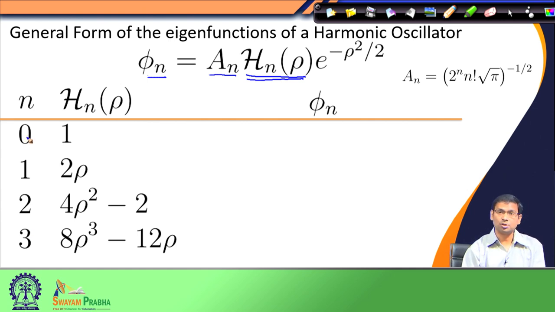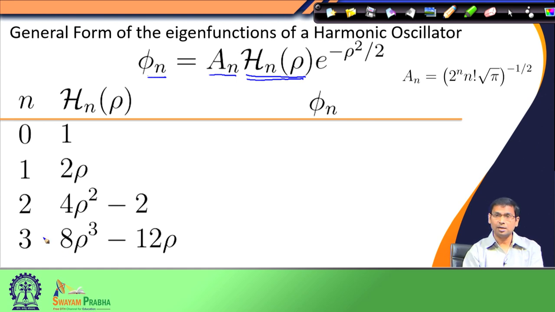The 0th order Hermite polynomial is very simple, this is simply 1. The first order Hermite polynomial is simply 2 rho, second order is 4 rho square minus 2, and so on and so forth. These Hermite polynomials are often found tabulated in many textbooks. The advantage of writing down the harmonic oscillator eigenfunction in this format is that it is very easy to write down any order eigenfunction of the harmonic oscillator corresponding to any value of n. We simply need the corresponding Hermite polynomial.